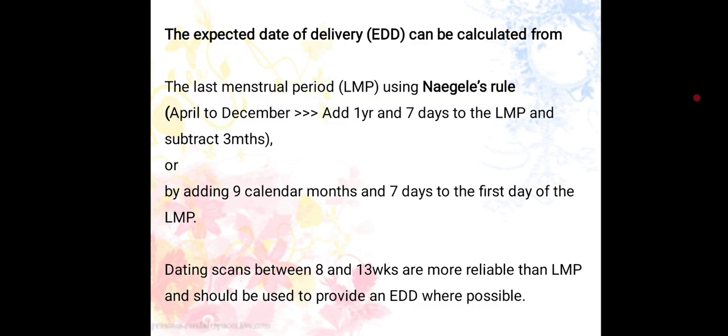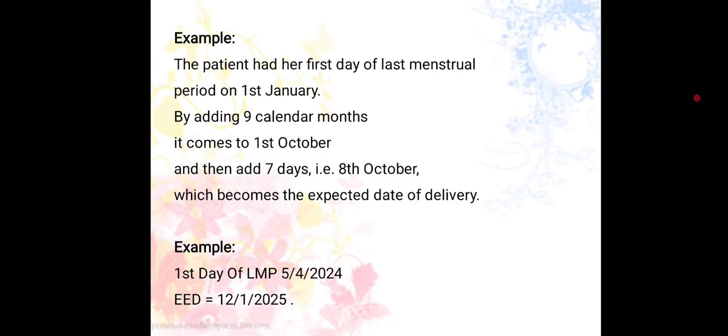تمام؟ For example, the easiest one: the patient had her first day of last menstrual period on 1st January. As per Naegele's rule, we add 9 calendar months and 7 days to the LMP, which is the last menstrual period, صح? By adding 9 calendar months to January, it comes to 1st of October. Then add 7 days to be 8th of October, which is the expected date of delivery. Simple, this is Naegele's rule to calculate expected date of delivery.